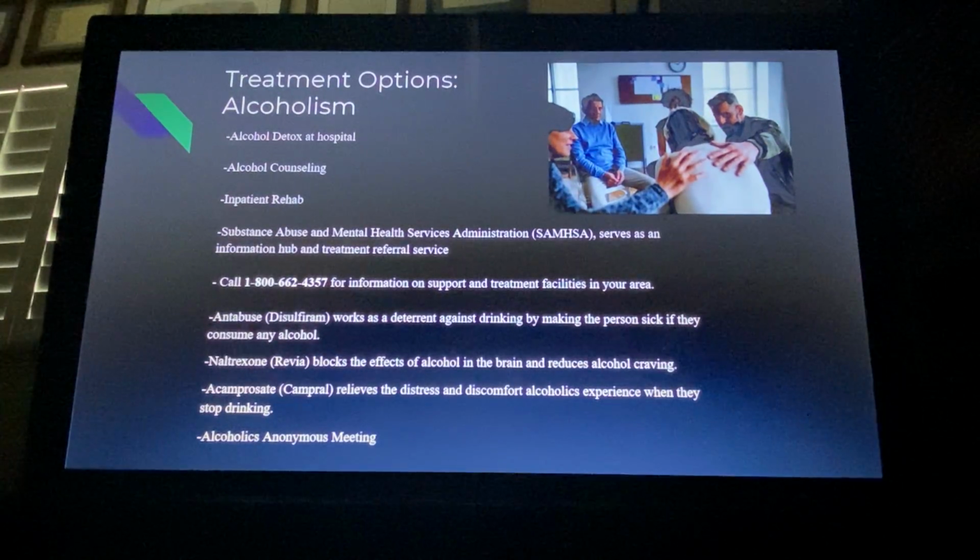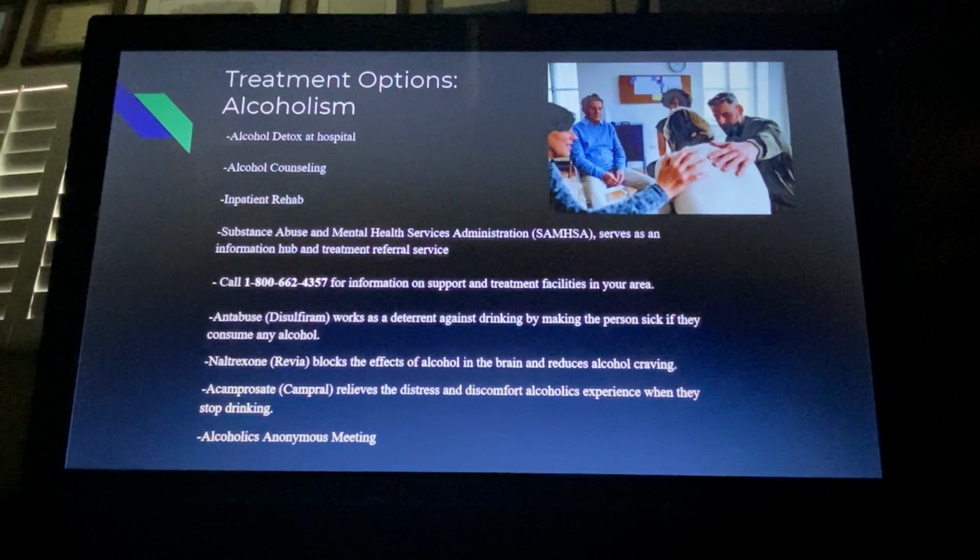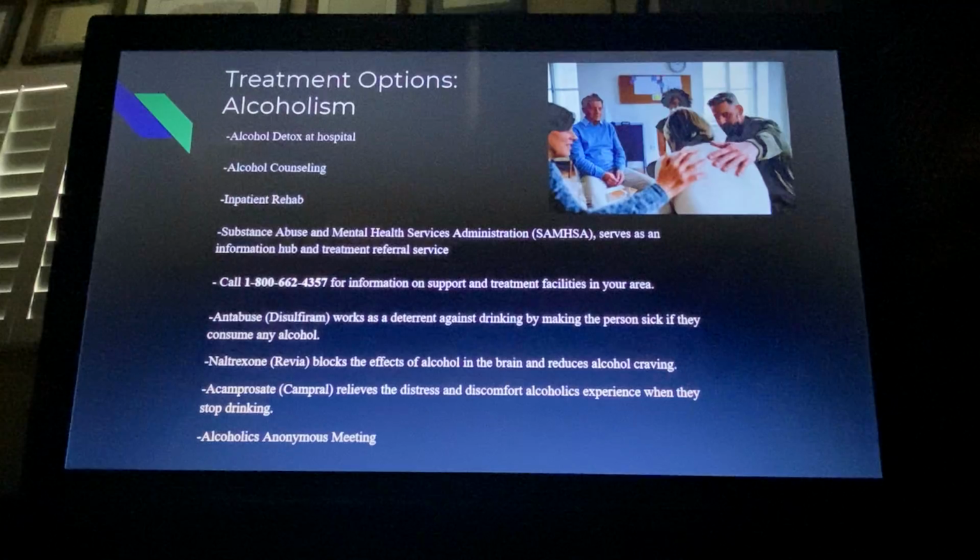So treatment options on alcoholism: you can get an alcohol detox at a hospital. There's alcohol counseling available. You can go to rehab and they will help you there. Substance Abuse and Mental Health Services Administration, or SAMHSA, serves as an information hub, and there's a whole bunch of information online and treatment referral services you can use. They give a phone number that you can call for information on support and treatment facilities in your area.